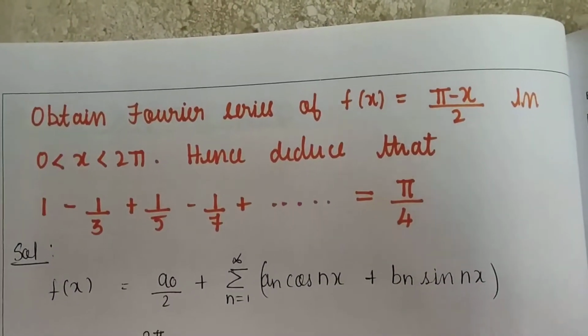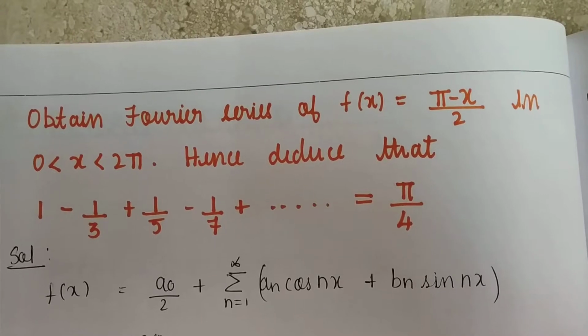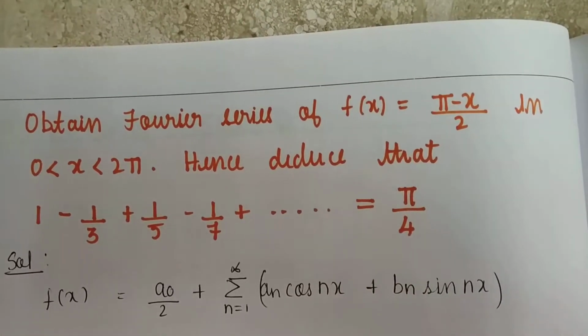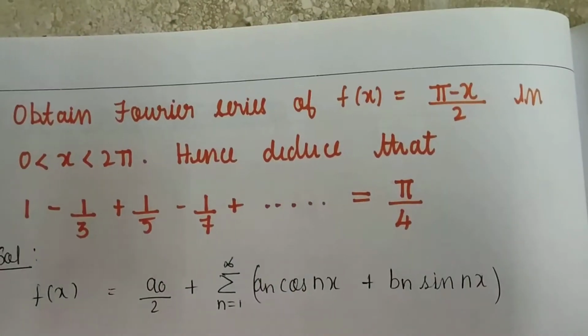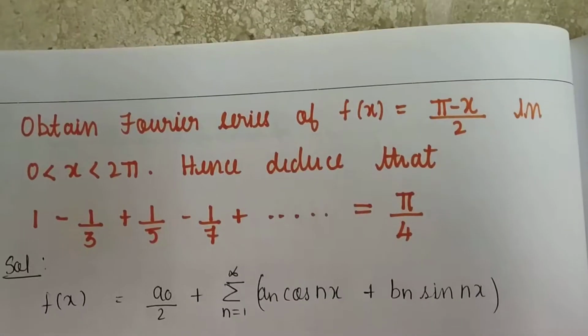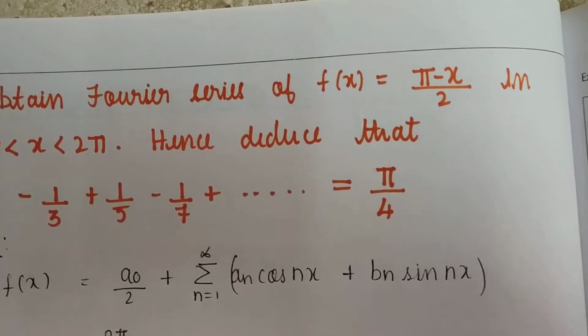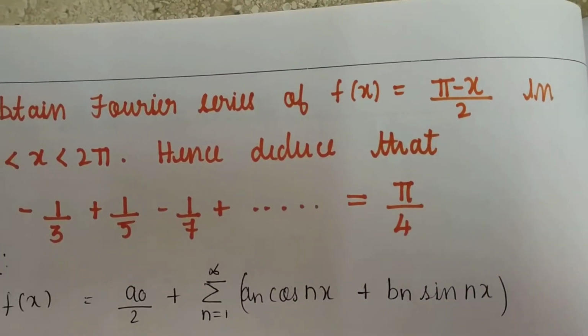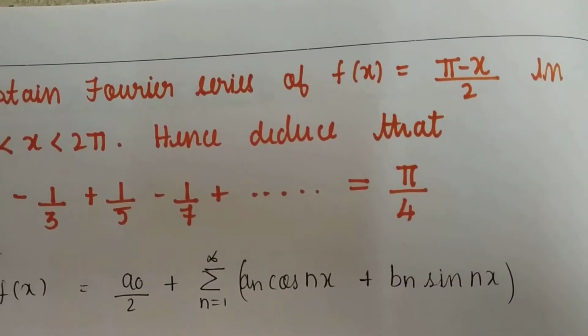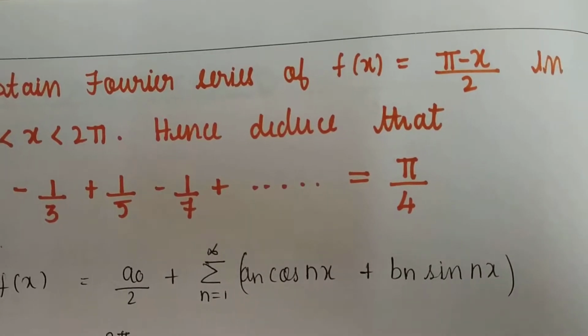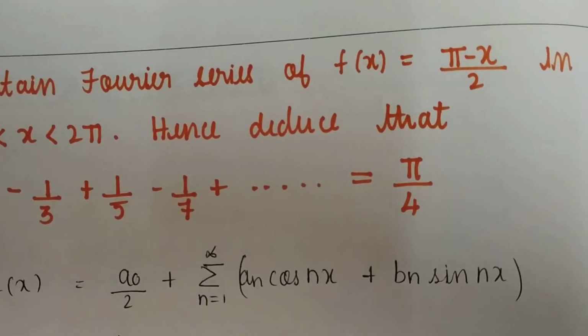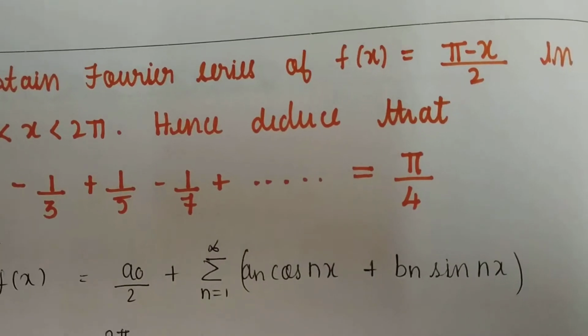The basic Fourier equation is f of x is equal to a0 by 2 plus sigma from n equal to 1 to infinity a of n cos nx plus bn sin nx. For satisfying this equation, we need to find a0, an and bn and then substitute it in this equation.